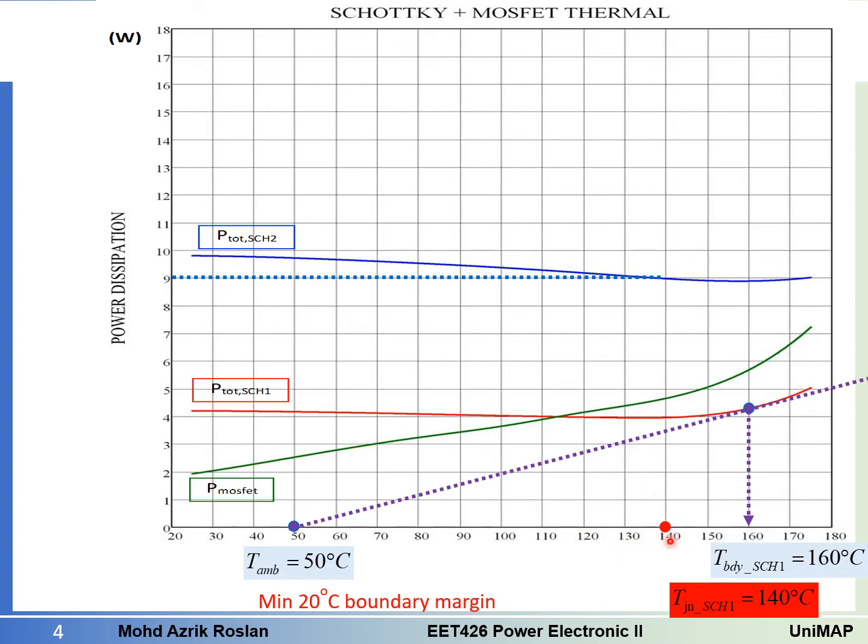In this case I want to select that particular point, 140, so I select that as my junction temperature for Schottky 1. When I select this as my junction temperature and draw a straight line to the y-axis, you'll find the power dissipation at this temperature is 4 watt.